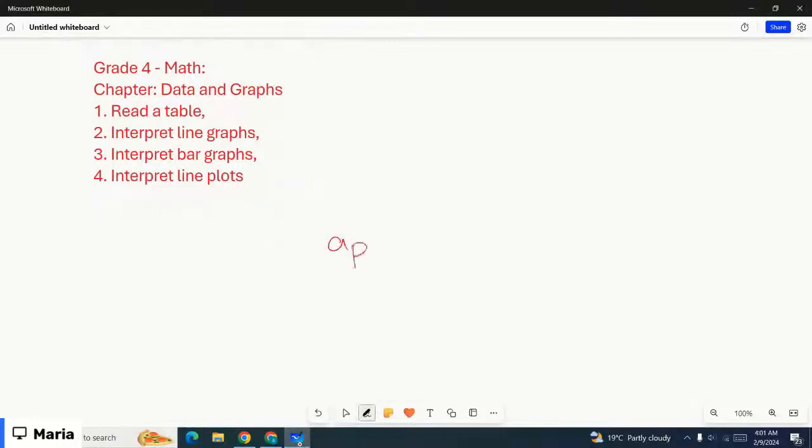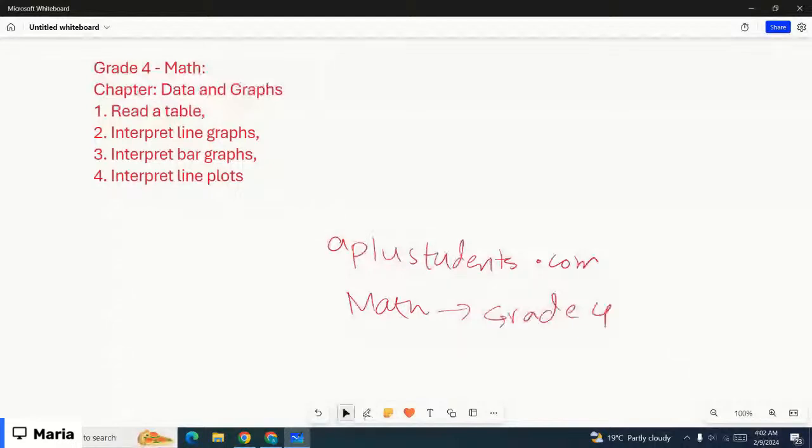You can find all the lessons on aplusstudents.com. You have to log in there using your email address and password as provided by the administrator. Then you have to select math from the subject tab. Scroll down to grade 4 and then click on your lessons. There you can find a list of the chapters.